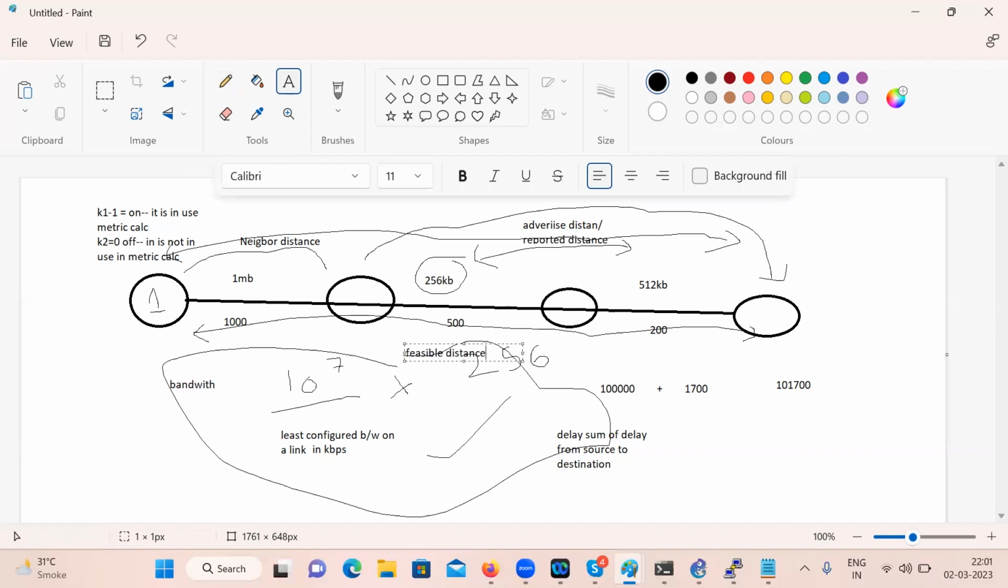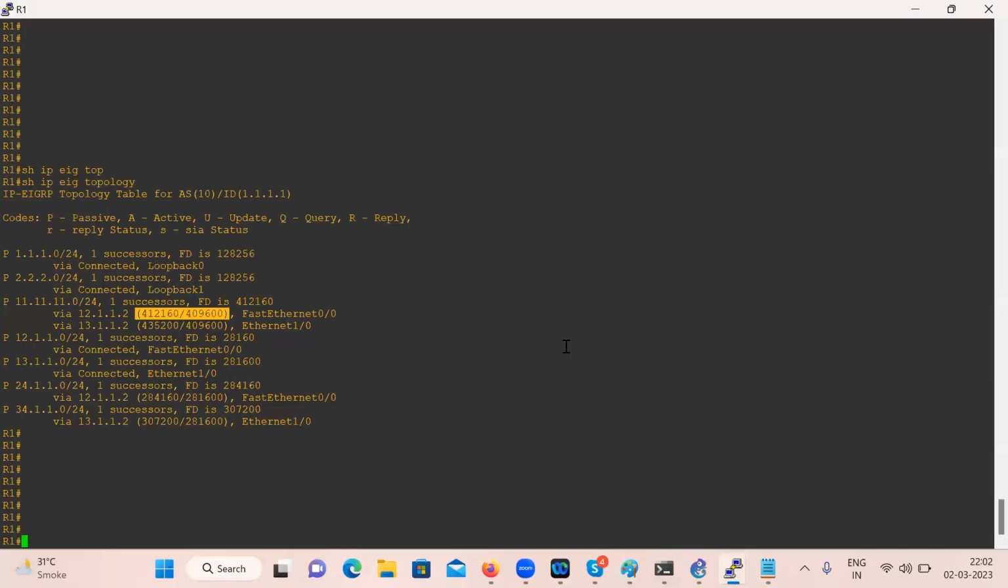Feasible distance. Is known as what? Feasible distance. From your router to neighbor router, the distance is neighbor distance. From neighbor router to destination router, the distance is what? Reported or advertised distance. And from your router to complete destination router, the distance is known as what? Feasible distance. Okay. So here in EIGRP topology table, you can see two different values.